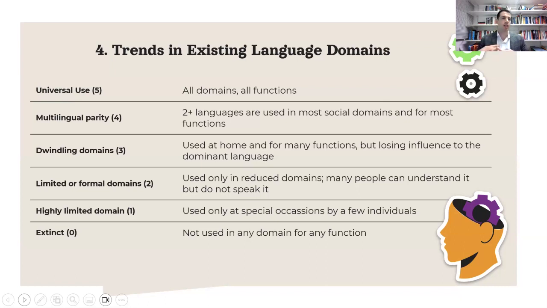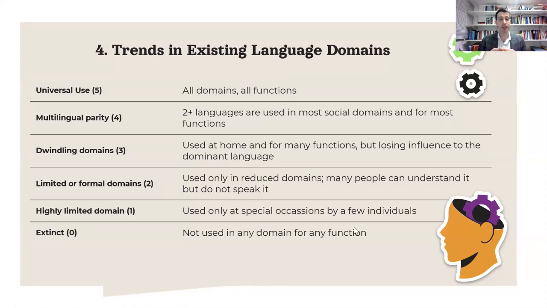The next situation is the multilingual parity, meaning 2 or more languages are used in most social domains and for most functions, including the language we are assessing. Then comes dwindling domains, meaning the language we are assessing is used at home and for many functions, but is losing influence to the dominant language in the surroundings.